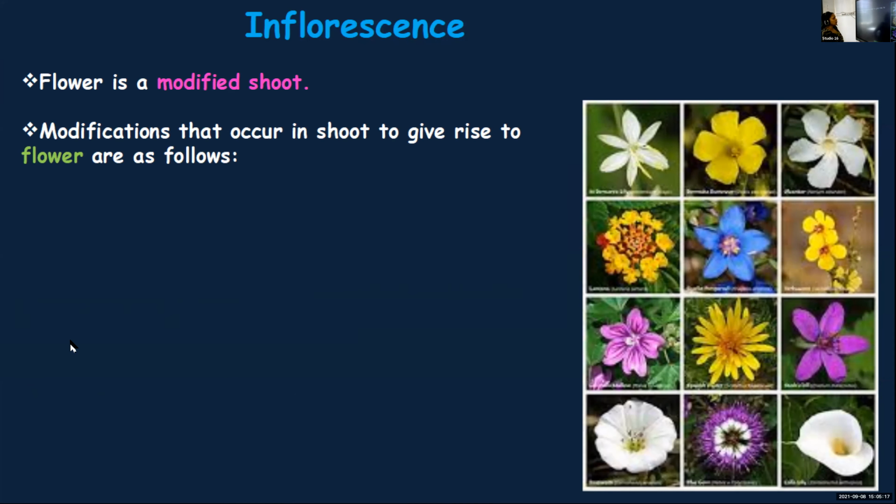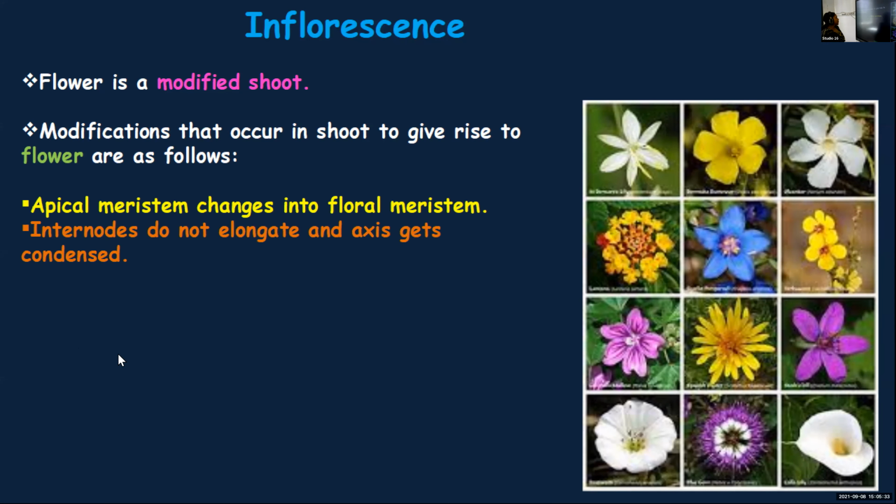Modifications that occur in the shoot to give rise to flower are as follows. So I told you it's a modified shoot. Flower is a modified shoot. And what are the changes that the shoot is undergoing in order to form a flower? First point, apical meristem.